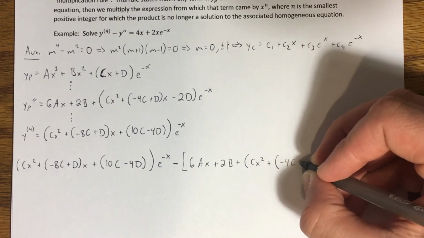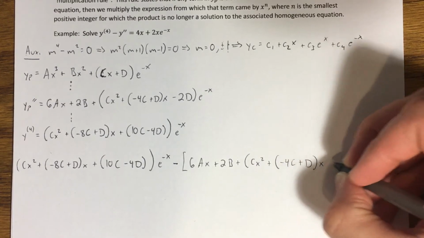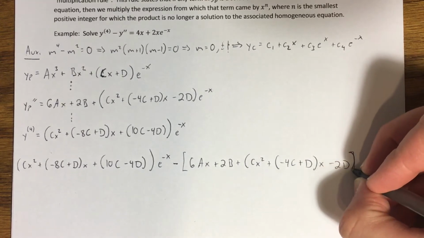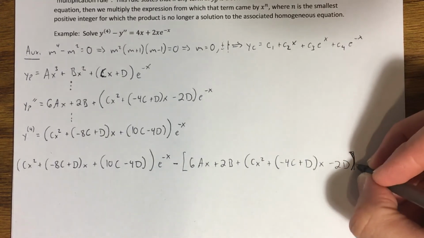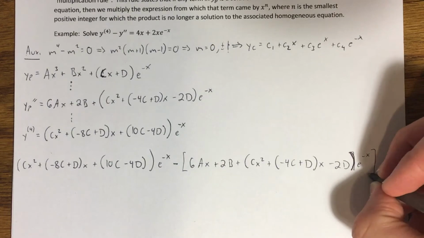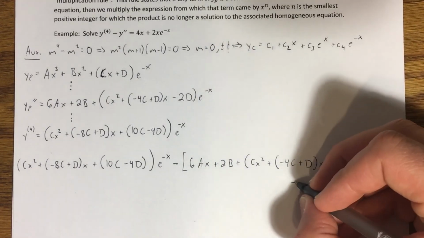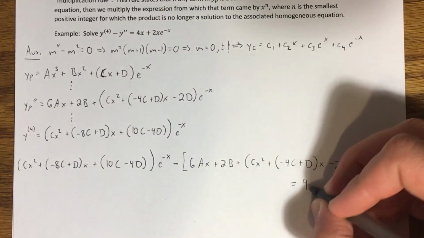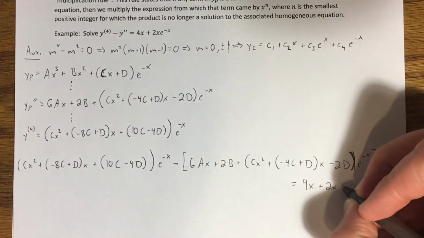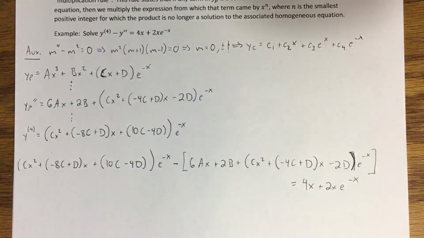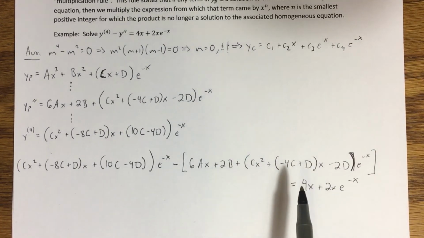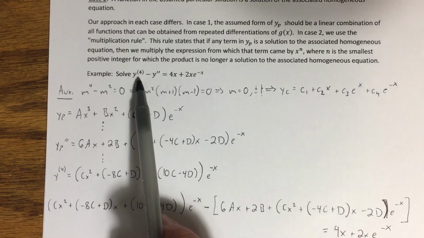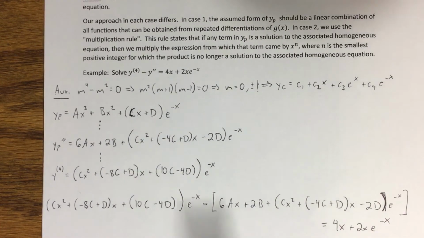Negative 4c plus d times x minus 2d, regular parenthesis there, e to the negative x. Okay? And that should be equal to my g of x found up here, which is 4x plus 2x e to the negative x. Okay? Looks awful, I know. Which is kind of funny because the original DE looked so innocent, right? It was just two simple little terms over here turned into all this.